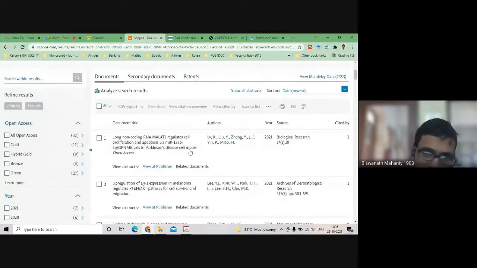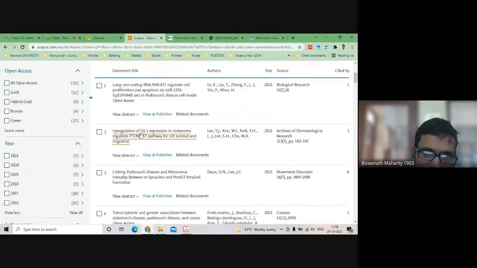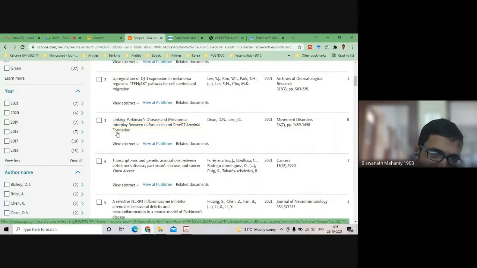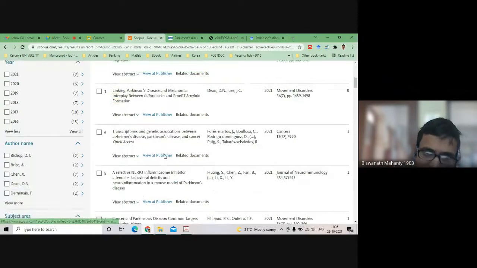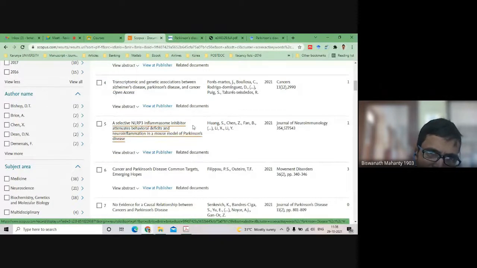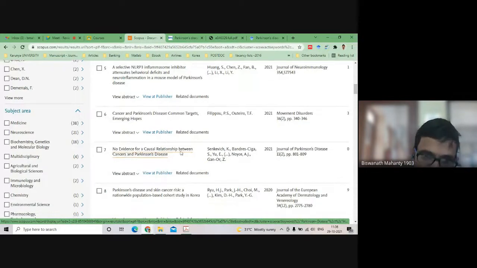Then what you have to do? Then you have to go into the paper. Otherwise, you cannot talk. So you will go and see what they are talking about. They are talking about non-coding genes regulating this part, upregulated gene expression. There is also amyloid formation. They are linking this disease to some interplay of the genes. This is something general. So here, some inflammatory inhibitor they are talking about, how this neuroinflammation is taking place. In some cases they're talking about no relationship at all.